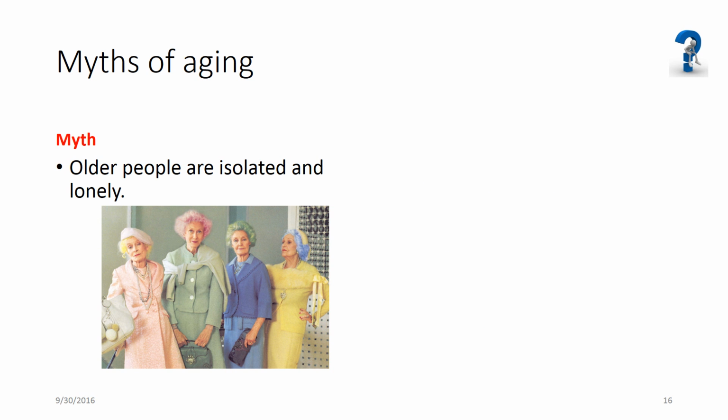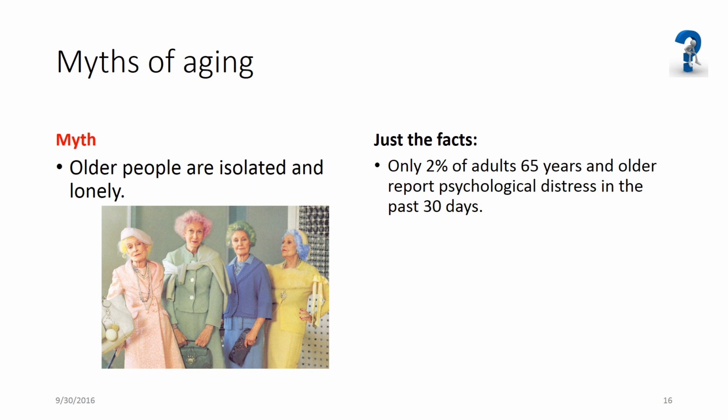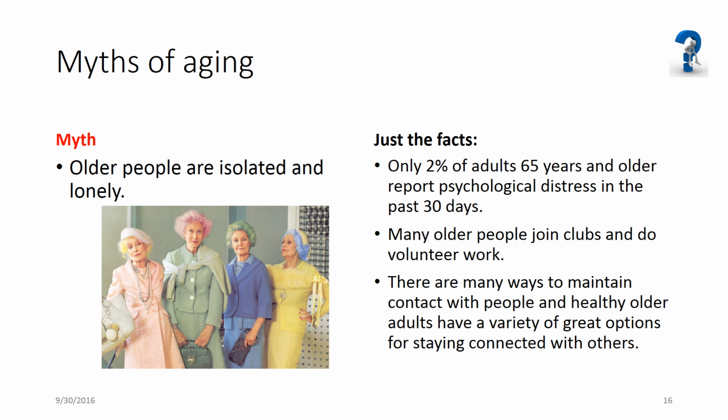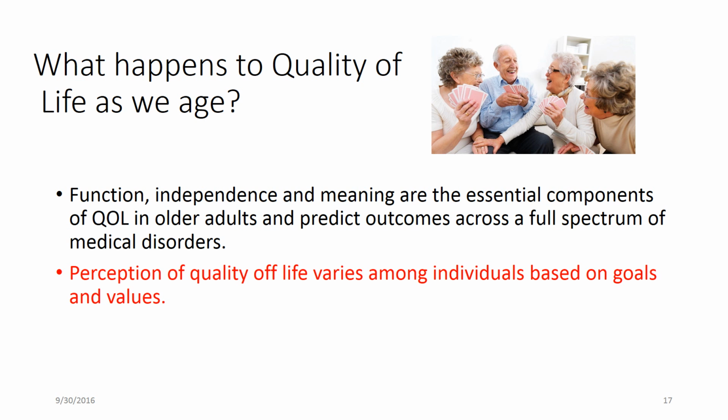Another myth is that older adults are isolated and lonely. While many older adults experience the loss of loved ones and friends, they often remain involved in the community with clubs as well as traveling and staying connected. As you can see, age and poor health doesn't necessarily go together.